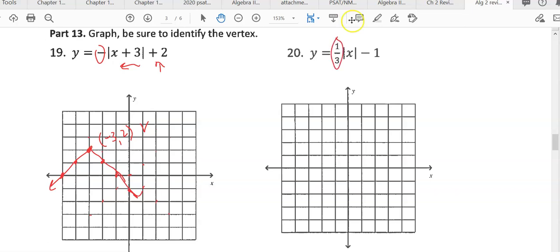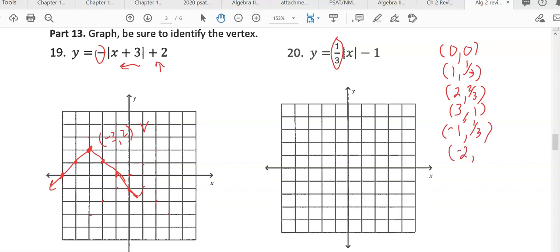So this is one where I would write out the ordered pairs, right? So 0, 0 is going to be multiplying the y value by 1/3, and 1/3 times 0 is 0. 1, 1 is going to be 1, comma 1/3. 2, 2 is going to be 2, comma 2/3. 3, 3 is going to be 3, comma 3 times 1/3 is 1. Negative 1, comma 1/3. Negative 2, comma 2/3. And negative 3, comma 1.